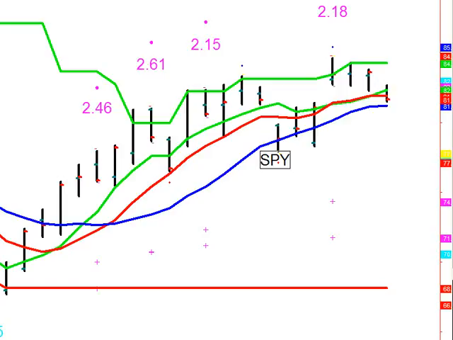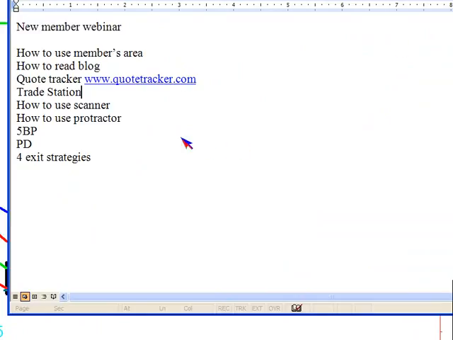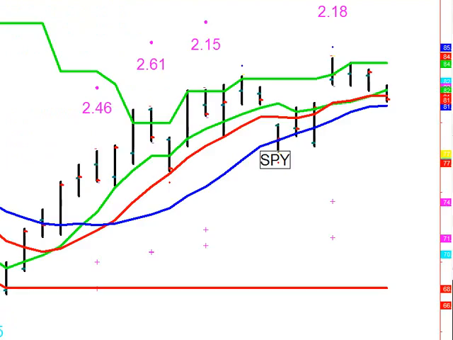The few things I was going to cover are the same things I cover every week: how to use the members area, how to read the blog, the quote tracker, and these different free charts. I won't get into much here. Then TradeStation, the scanner, which helps us pick the best trades in a sideways market and also trend reversal, the protractor which goes along with that, the 5 BP and the BP trades, and the 4 exit strategies. It's important to not just have one strategy, but to have more than one.